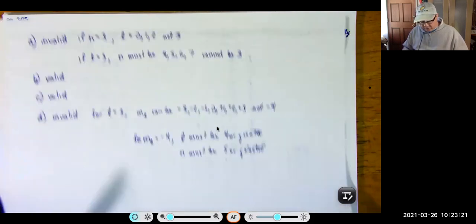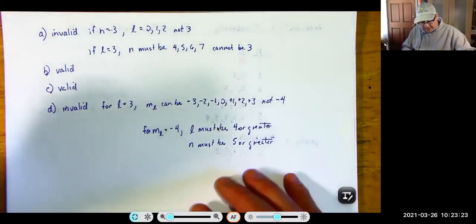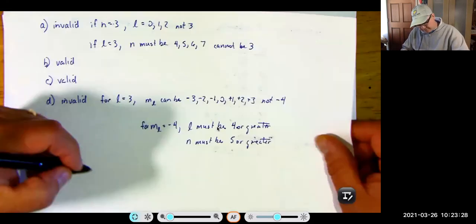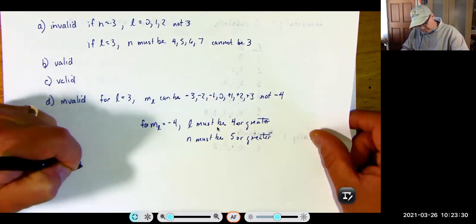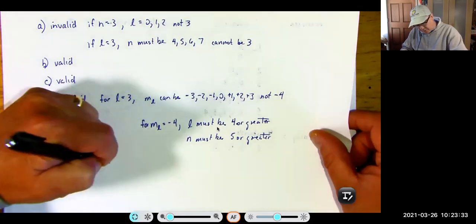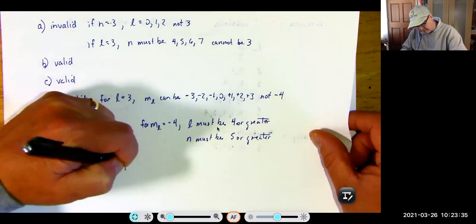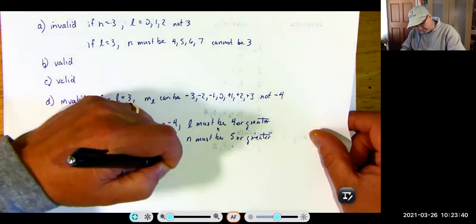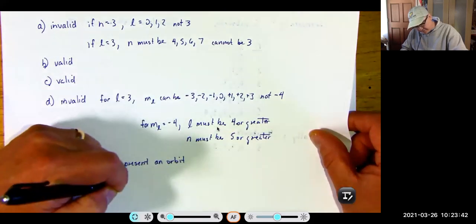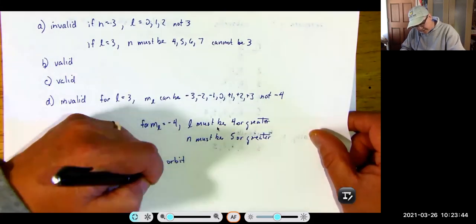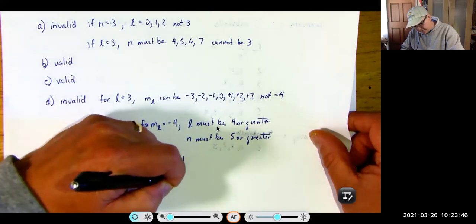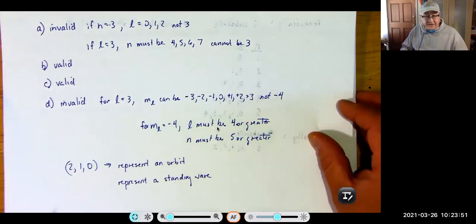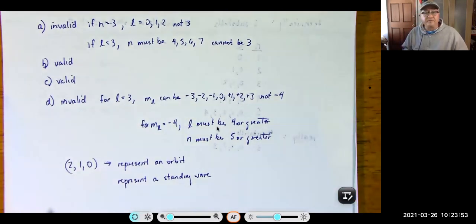Okay, so when we look at these values, if we look at B, 2, 1, 0, these represent an orbital, and they also represent a standing wave. And what was that symbol we used for a standing wave? Psi.